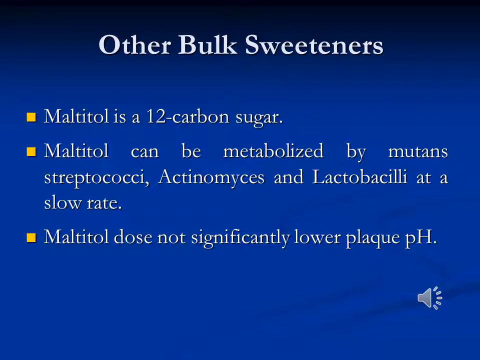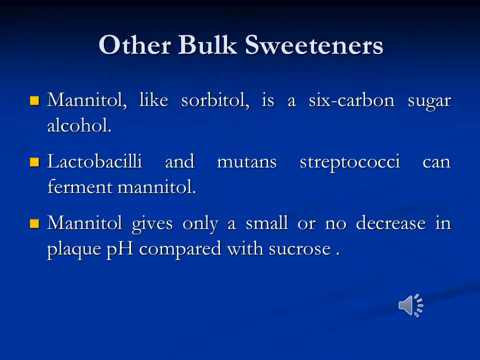Other examples of bulk sweeteners: maltitol, which is a 12-carbon sugar. Maltitol can be metabolized by mutans streptococci, actinomyces, and lactobacilli, but at a slower rate. But maltitol does not significantly lower the plaque pH, of course, compared to sucrose. Mannitol is, like sorbitol, a 6-carbon sugar alcohol, so lactobacilli and mutans streptococci can ferment mannitol, but as we said, it can give only a small or no decrease in the plaque pH compared with sucrose.